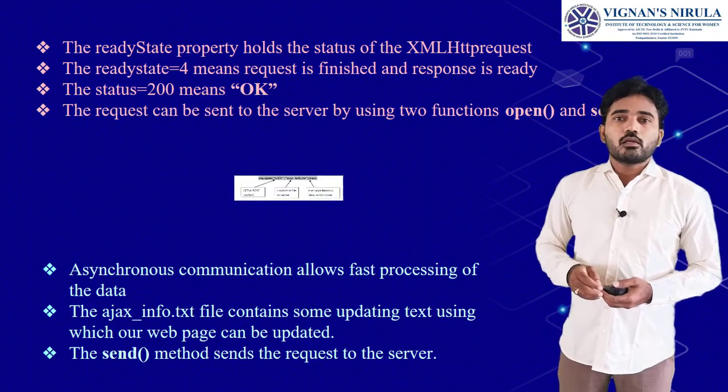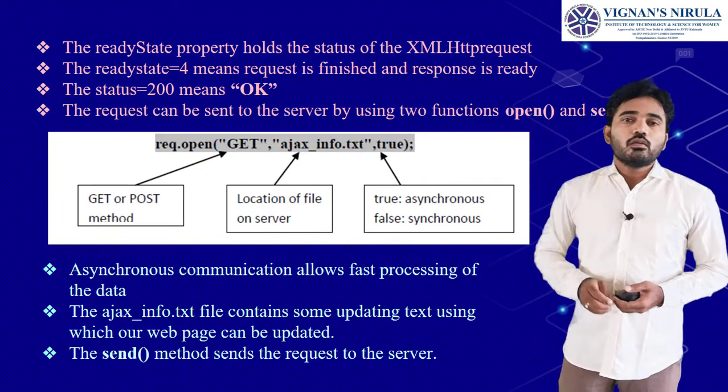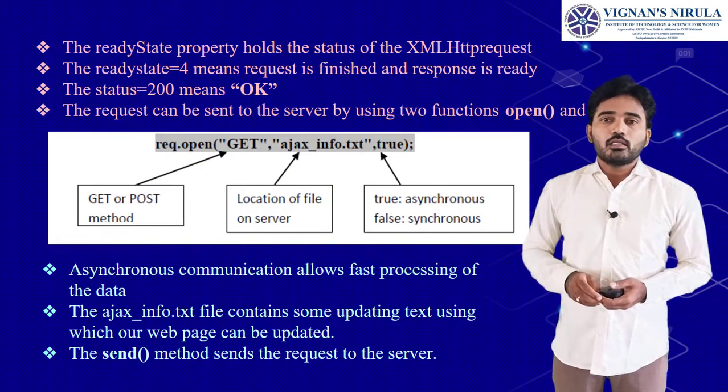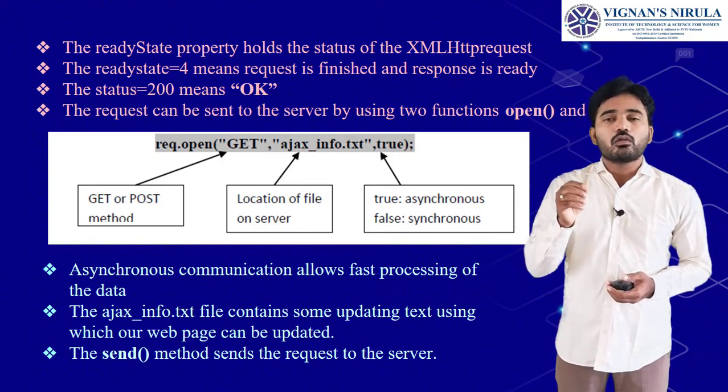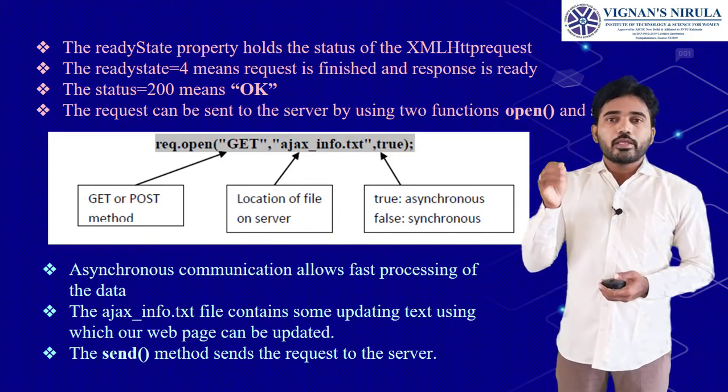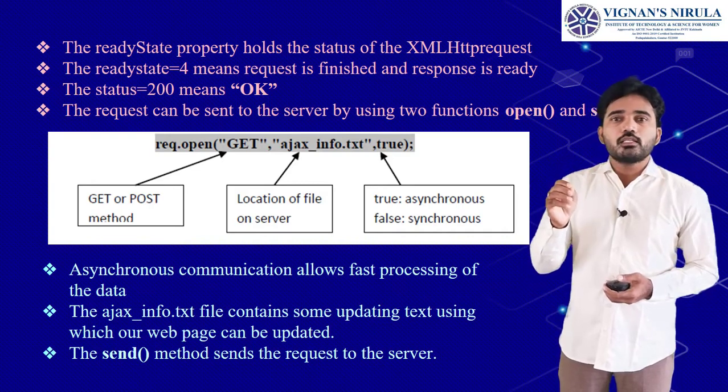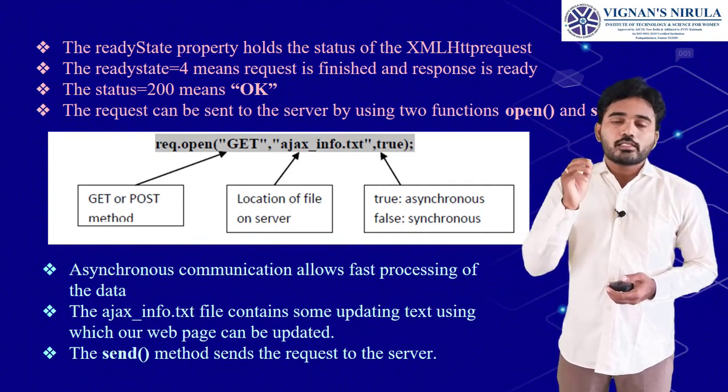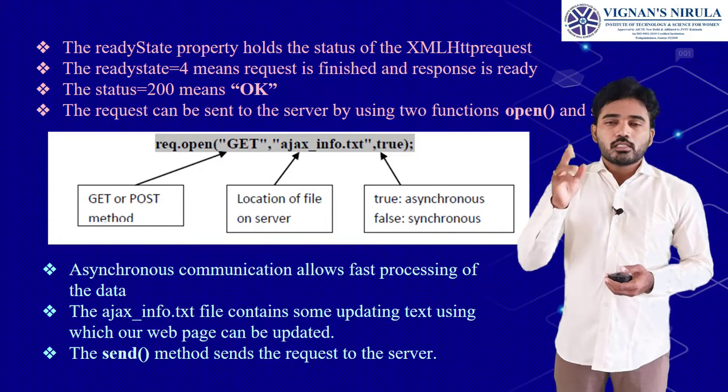Now let us discuss the open method. It accepts three parameters. The first one, you may write get or post. The second one is the location of the file on the server, and the third one is true or false. True means asynchronous communication and false means synchronous.